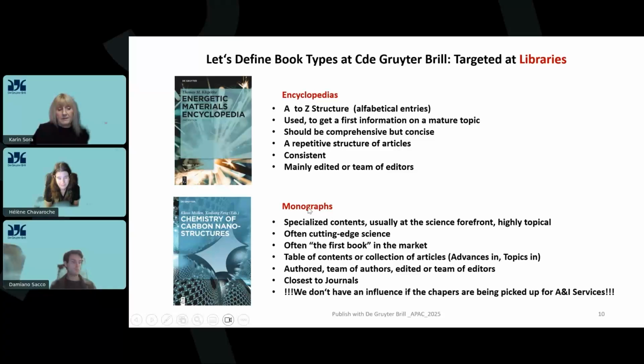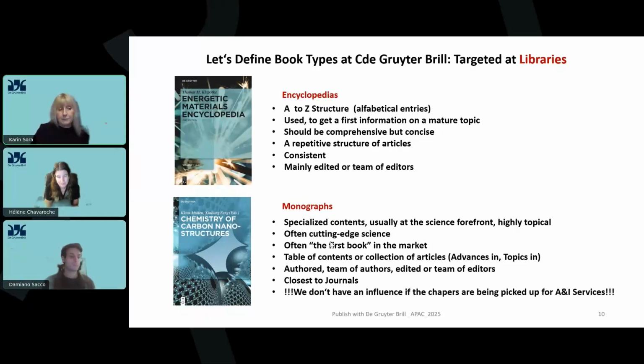And then we have monographs. And monographs are the closest to a journal publication. They have a specialized content, usually at the forefront of science. They are highly topical. Very often it's cutting-edge science. Often it is the first book on the market. The table of contents can be a collection of articles. They can be authored or written by a team of authors. They can be edited or by a team of editors. They're the closest to journals.